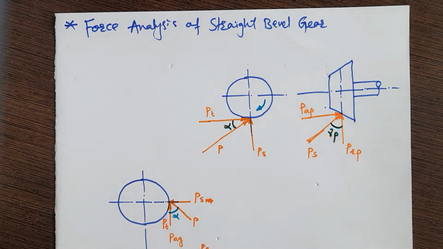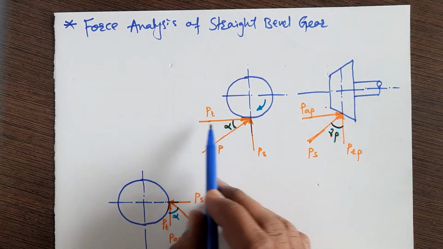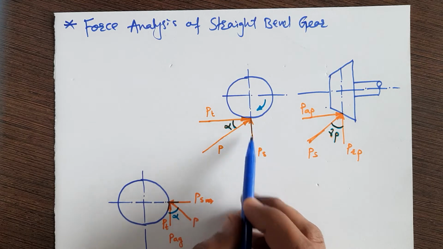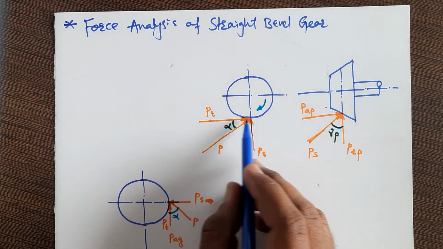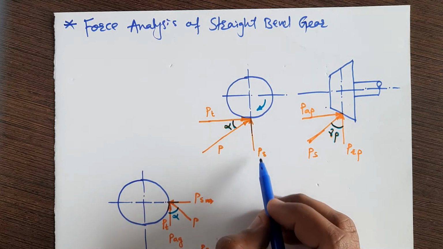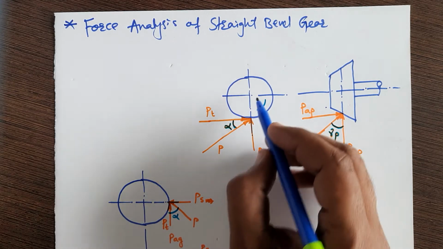Okay, now let us say this is the resultant force. So the resultant force is divided in two components here. Okay, so resultant force will be resolved in two components. One component will be the tangential component, second component will be separating force. Okay, we will call it as separating force PS.